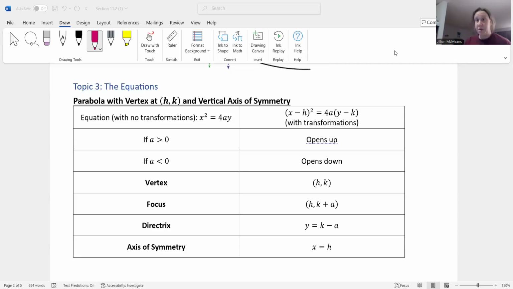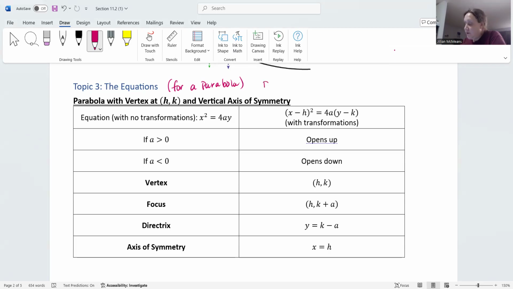For topic 3, we're going to talk about the equations for, let me go ahead and put it here in case you forget what section you're in, for a parabola. So we do have kind of two situations here. We know the equations that we dealt with before, quadratic equation, standard form, vertex form. Here it's going to be a little bit different.